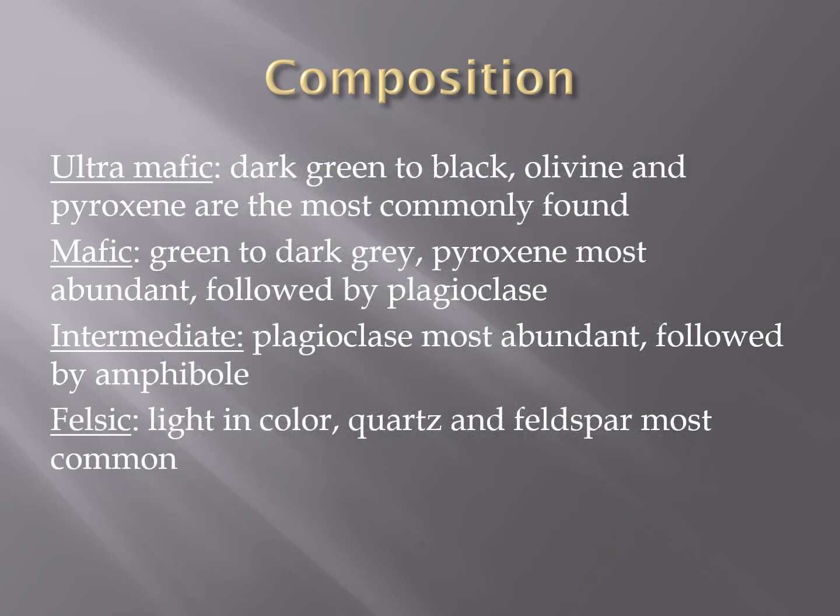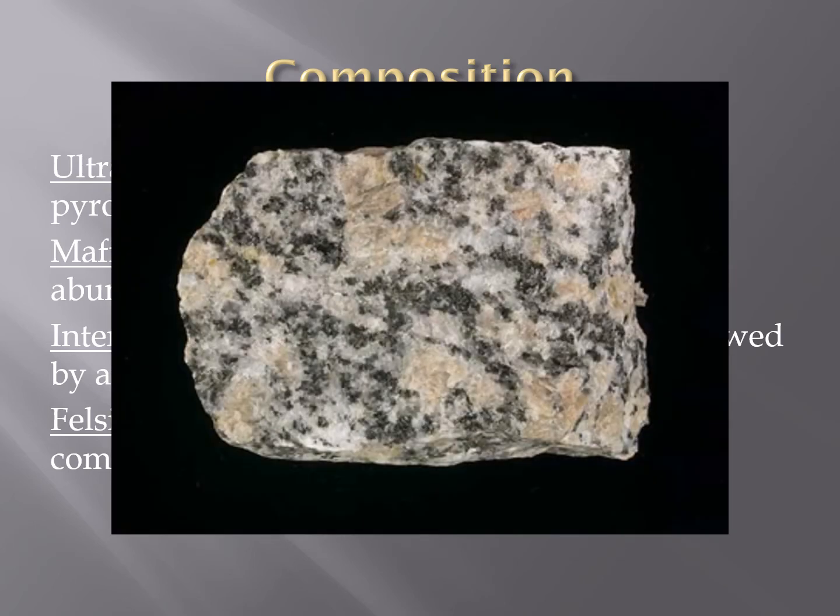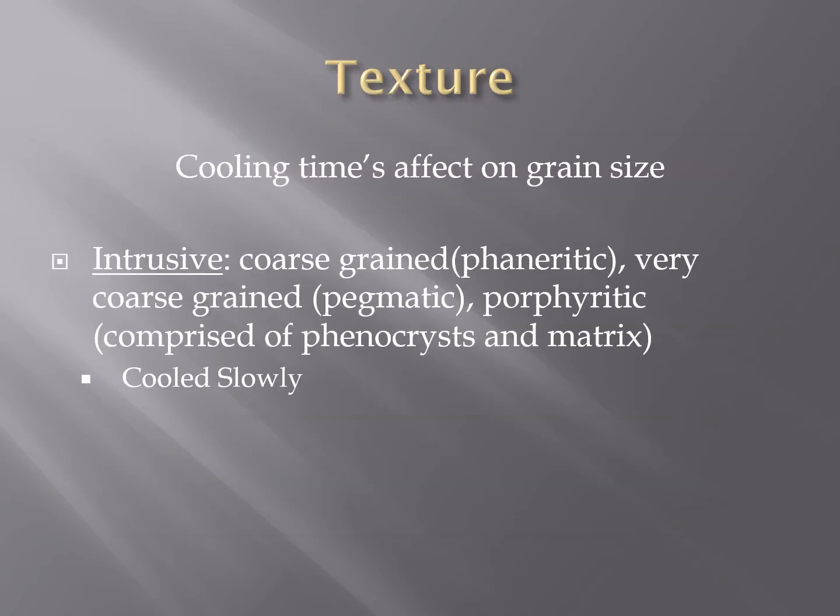And then finally we have felsic, which contains a lot of the light-colored minerals. So quartz and feldspars are most common. And in our lab, for the igneous labs, we'll be focusing more so on the felsic, intermediate and mafic, not so much the ultramafic. But anyway, for this slide here, we're looking at the texture.